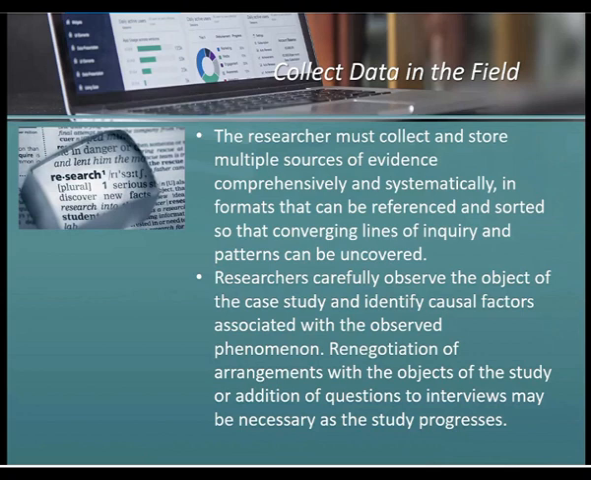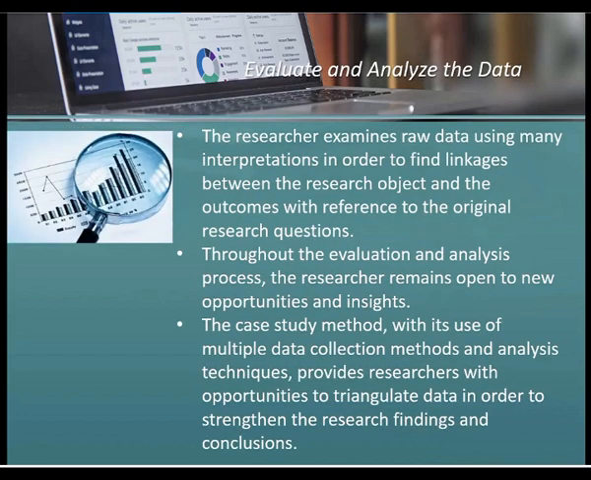I think it's not important, but you can look later when you do the research. Okay, so the researcher examines raw data using many interpretations in order to find linkage between the research object and the outcomes of the research. So as I mentioned just now, you have to look at various sources of data to cross triangulate in terms of your findings.